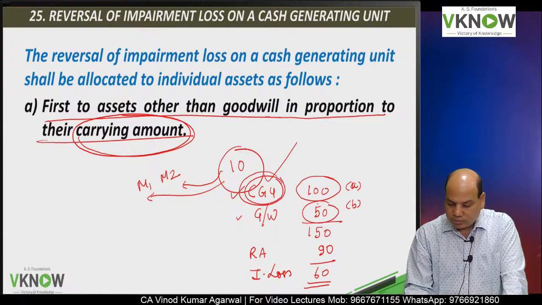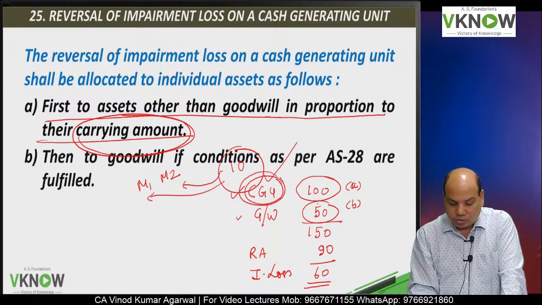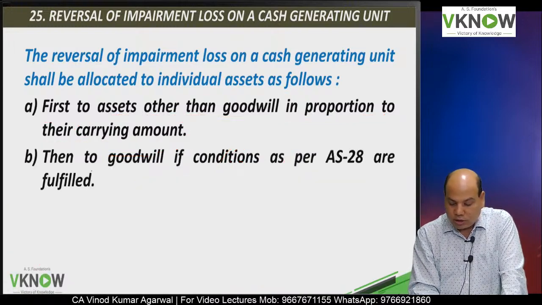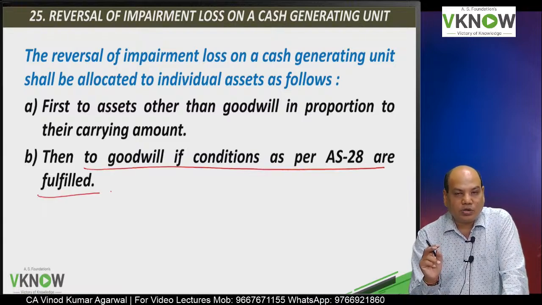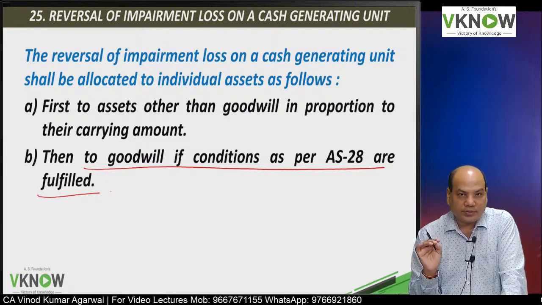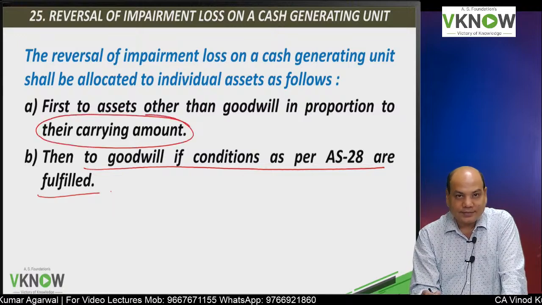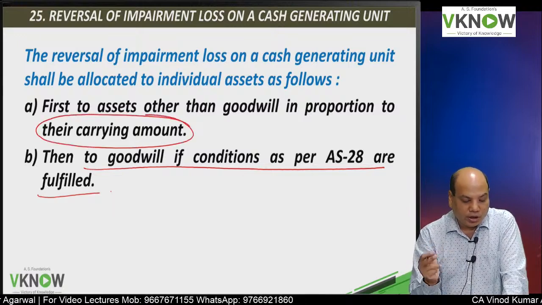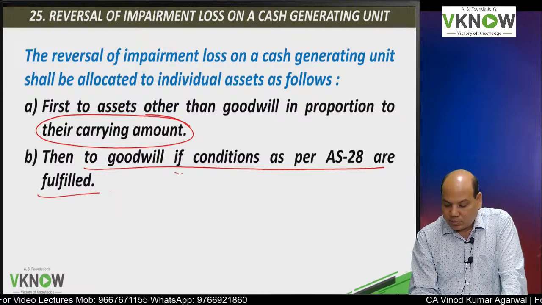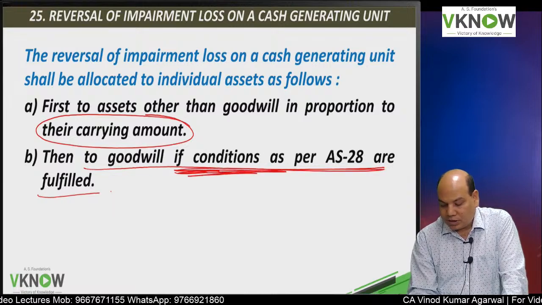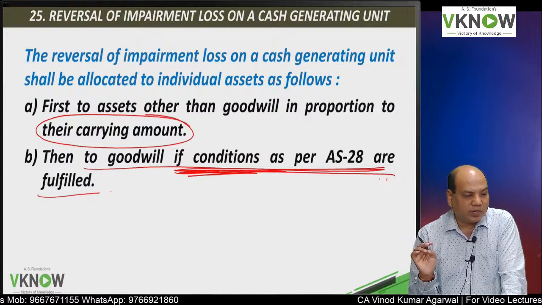What about goodwill? Should we reverse the impairment loss on goodwill also? The answer is, only if certain conditions are fulfilled. Otherwise, impairment loss on goodwill will not be reversed. First, reverse the impairment loss over the assets of the CGU in the ratio of carrying amount, and then to goodwill, double underline, if certain conditions are fulfilled. Otherwise, you are not going to reverse the impairment loss on goodwill.